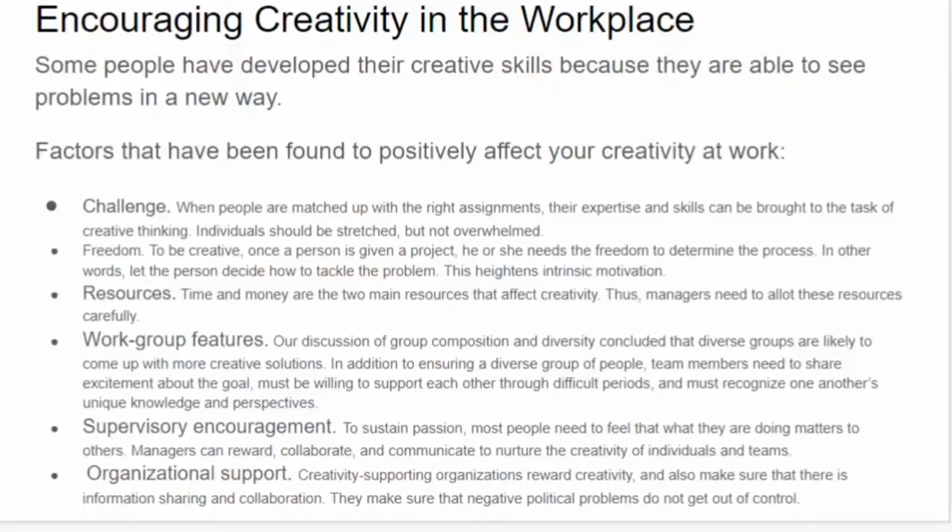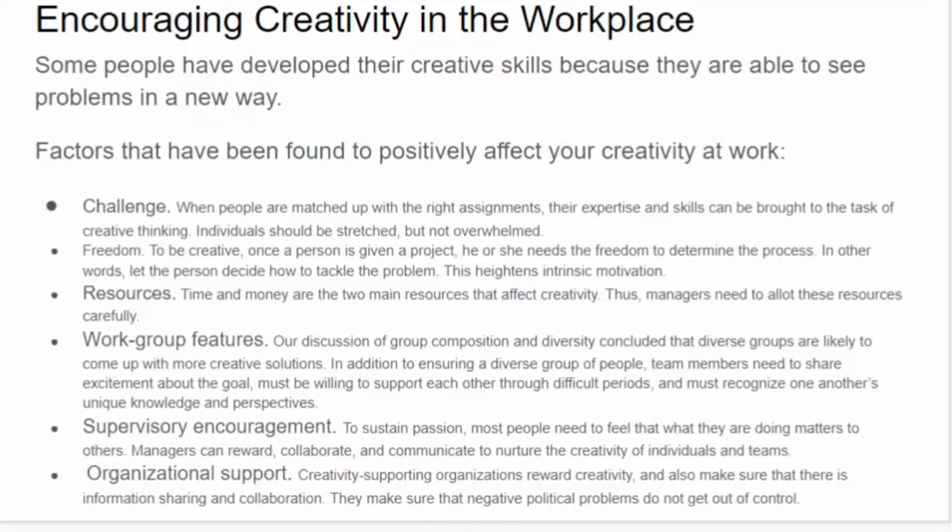We could also think about groups adding to creativity, and what can we do in order to help groups become creative voices in an organization and come up with unique approaches? Well, things that can affect creativity at work can help groups become more creative. So, challenge. Make sure things are always challenged. When people are matched up with the right assignments, their expertise and skills can be brought to the task of creative thinking. Individuals should be stretched, but not overwhelmed. So challenge them, and not too much.